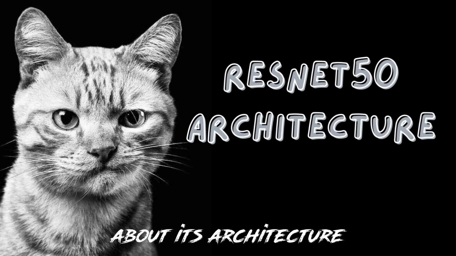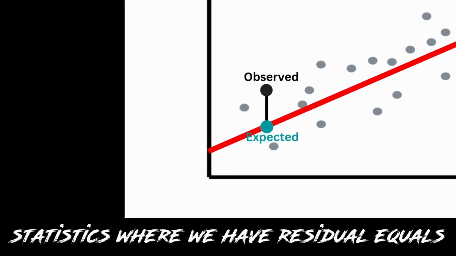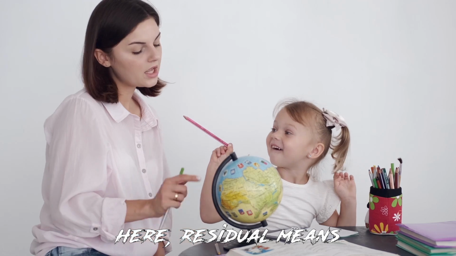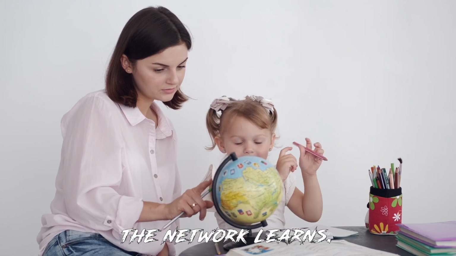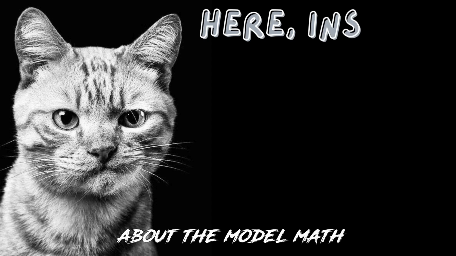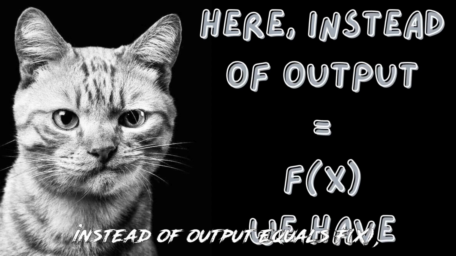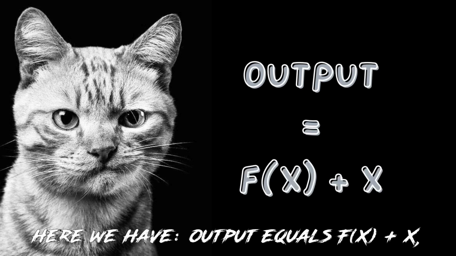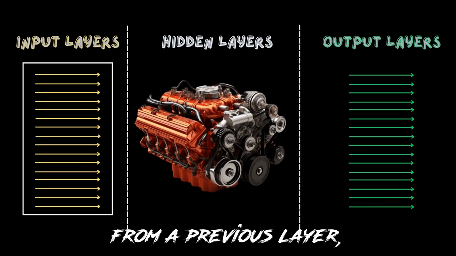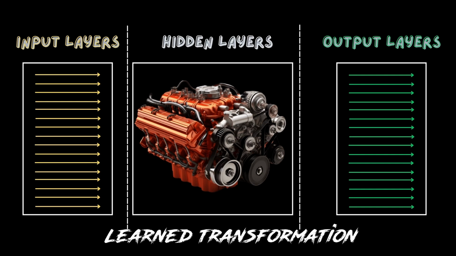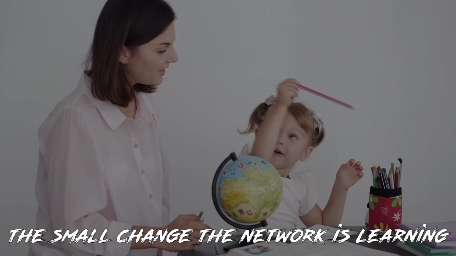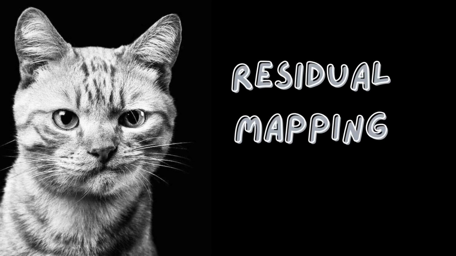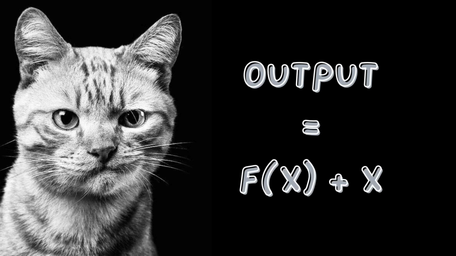About its architecture. Contrary to statistics where we have residual equals observed minus expected value, here residual means the leftover information the network learns. About the model math, instead of output equals f(x), here we have output equals f(x) plus x, where x is the input from a previous layer. f(x) is the learned transformation by the residual block, the small change the network is learning. It is also called residual mapping. So f(x) plus x is the final output.